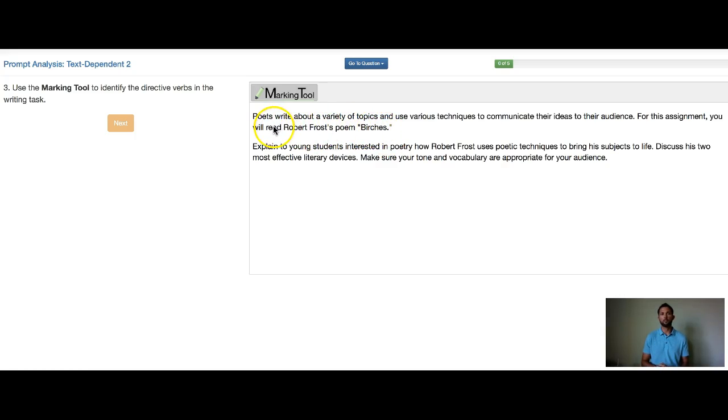Okay, we see our first directive verb here, read. I'm going to go ahead and mark that because it's telling me to do something. Read Robert Frost's poem, Birches. Let's keep reading. The second part here.